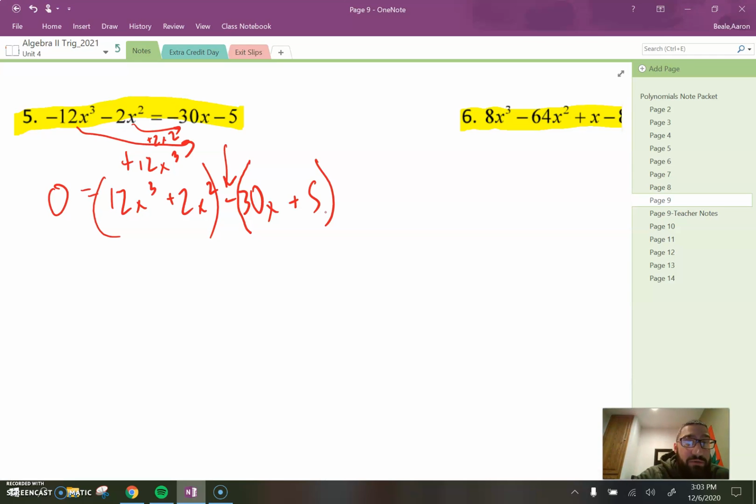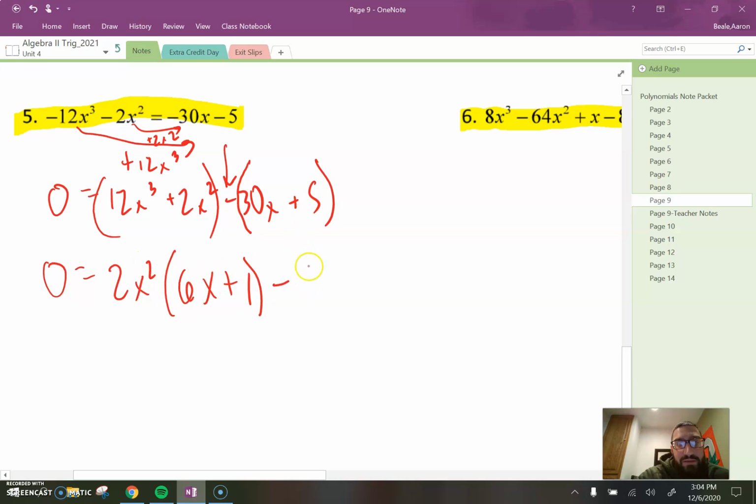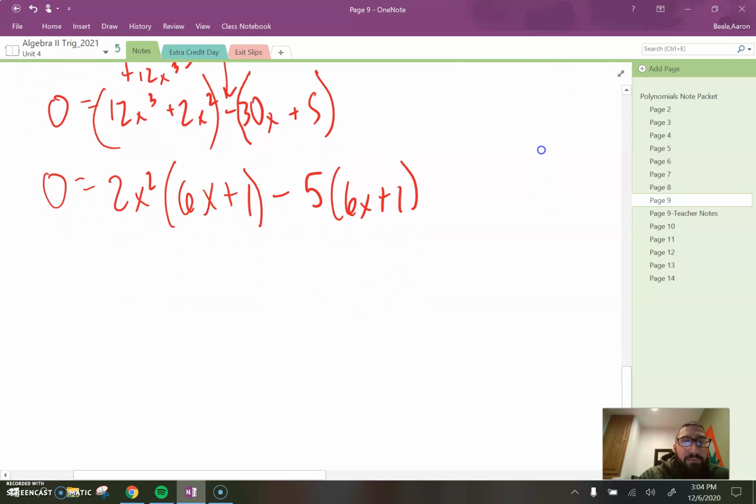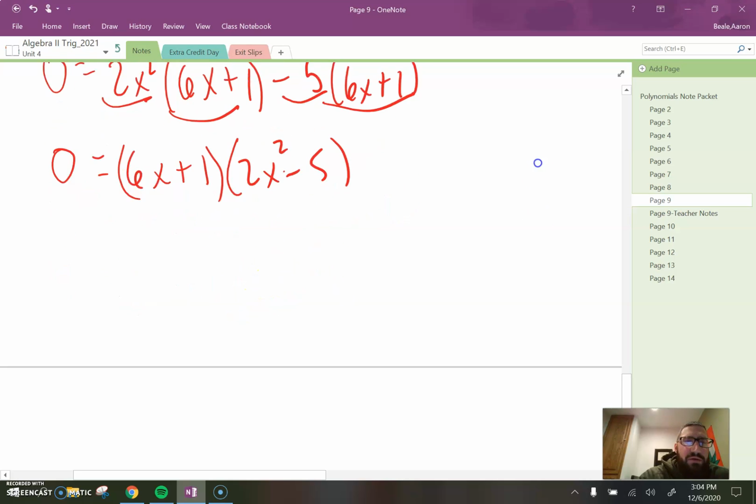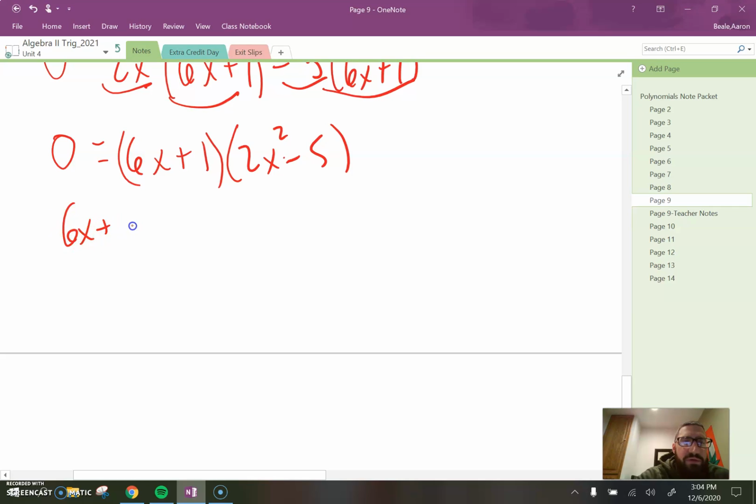Now we just jump right into GCFing. So we're going to have a 2x squared and then a 6x plus 1 minus 5 times 6x plus 1. And we're going to continue on here. I'm going a little faster to try to fit this in one video. This is our common piece here. So we have 6x plus 1, and we have this left over, 2x squared minus 5. And so at this point, we'll have 6x plus 1 equal to 0. And we'll have 2x squared minus 5 equal to 0. Solve them.